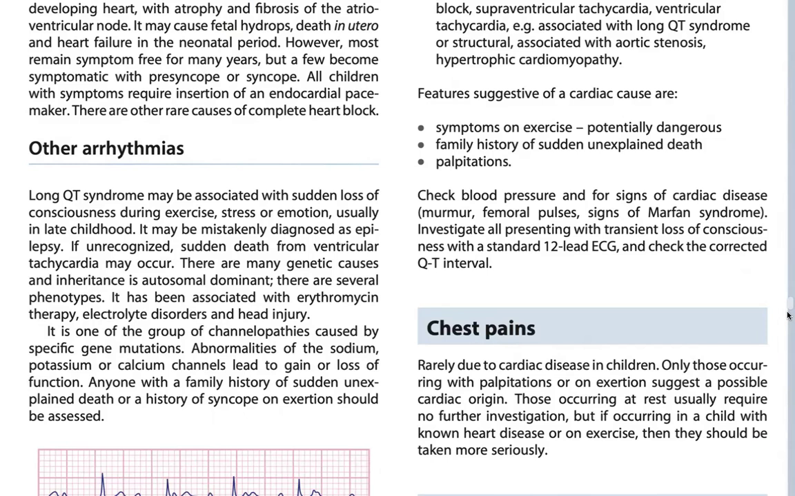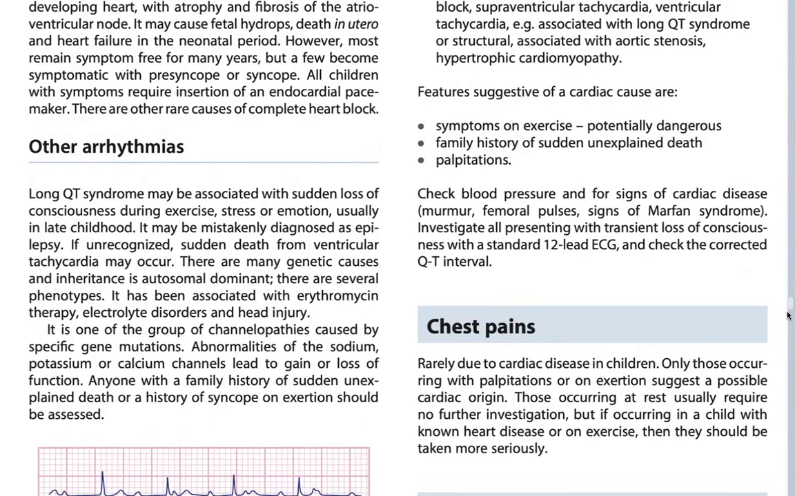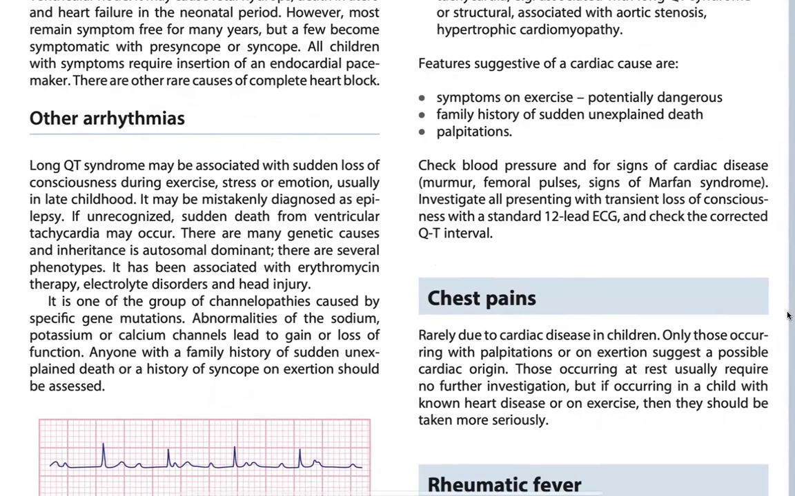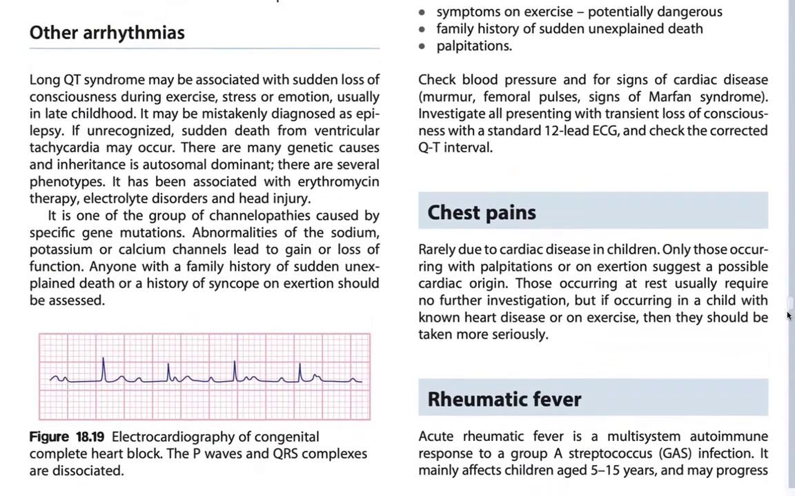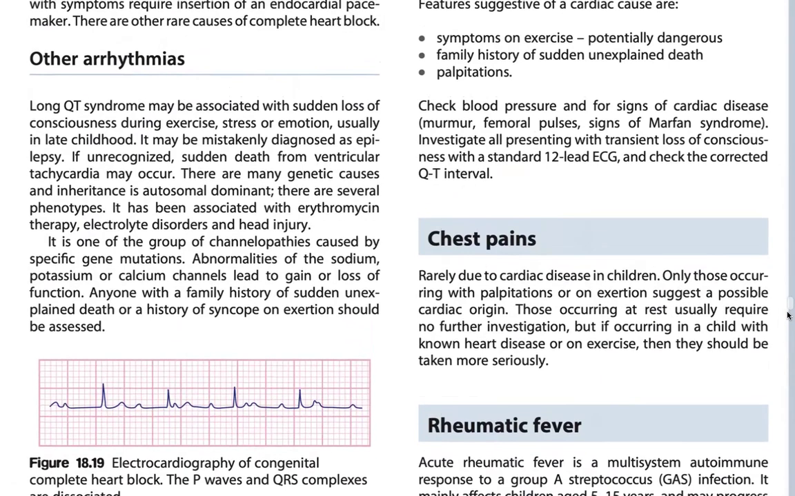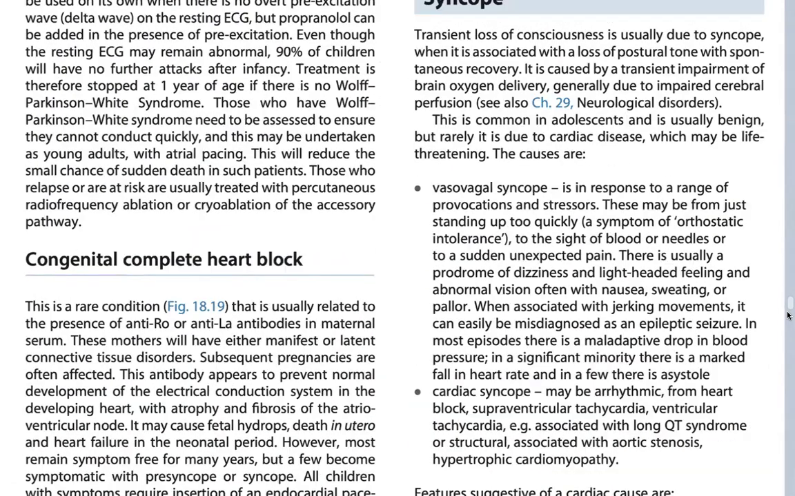There are many genetic causes and high risk is autism and tablet. Slaughter there are several phenotypes. It has been associated with euthanizing therapy and electrolyte disorders in heritage. It's one of the group of several pathogens caused by specific gene mutation abnormalities in the same functions, and anyone with a family history of sudden unexplained death or history suspicion to be an observation should be assessed.